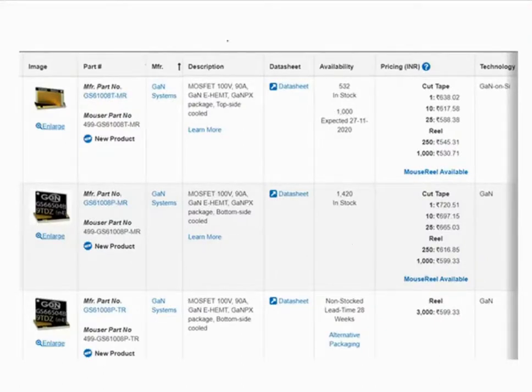Just to give you an idea about the commercial availability of these kinds of devices, these are taken from Mouser. Please note that I am not promoting Mouser in any way. I'm just showing you this data for your ready reference. These are the data that I took only yesterday, so it's very updated data, September 2020. Now you can see the GaN devices have this kind of rating, 100 volt and 90 ampere. Typically this is the highest current device available in Mouser, and look at their cost.